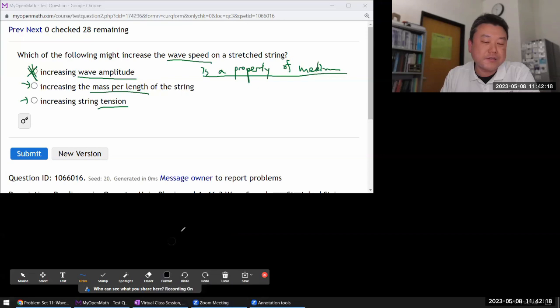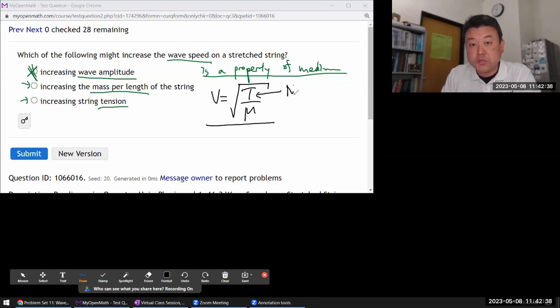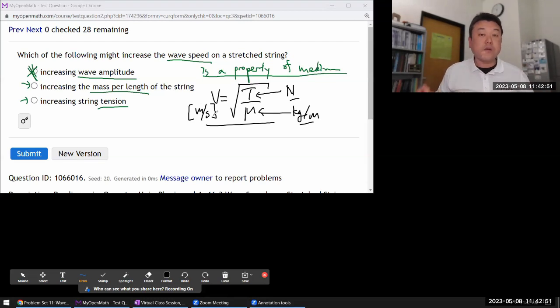Really, the surest way to answer this is if you have the formula memorized. I happen to have it memorized because it comes up often enough: wave speed on a string is given by the square root of tension divided by the linear mass density. If you work out the units, this is in newtons and this is in kilograms per meter, and the units work out to meters per second. That confirms that this formula isn't too far out of reason. So increasing string tension is what would increase the wave speed.